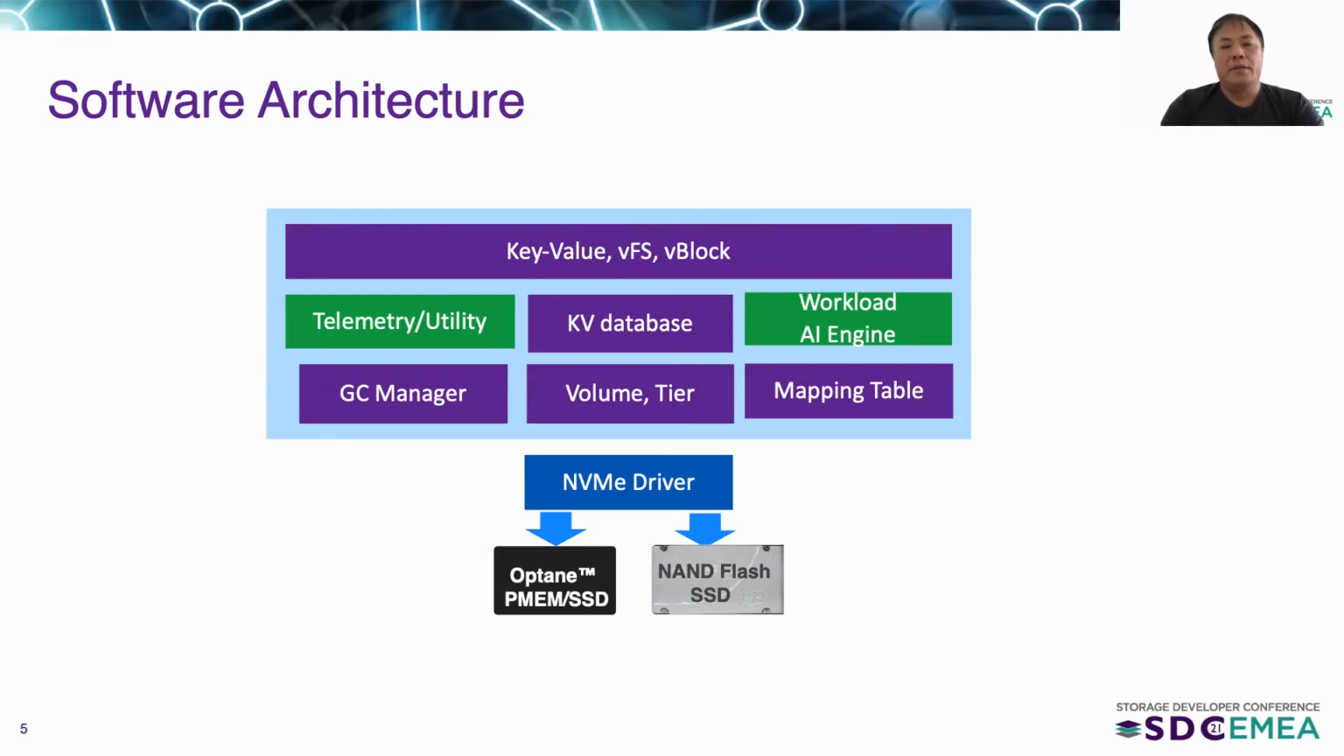For the interface, we have key-value, and then we have a virtual file system and virtual blocks. So basically you can replace a file system like ext4 with our abstract file system, which we call FS. And we can also present the block interface to the application on the host.